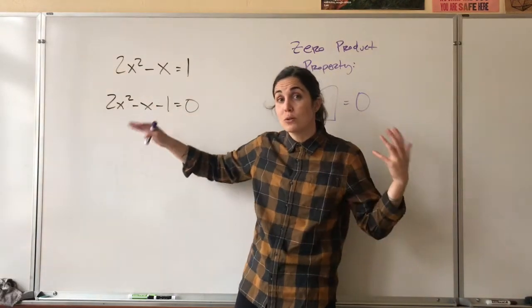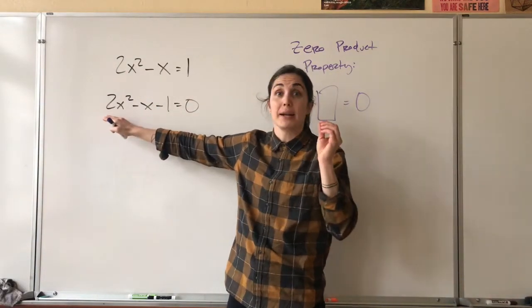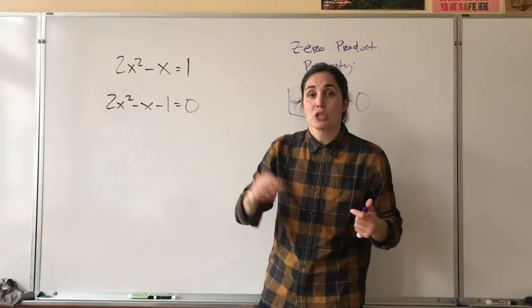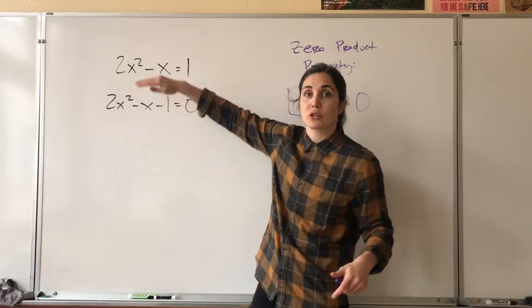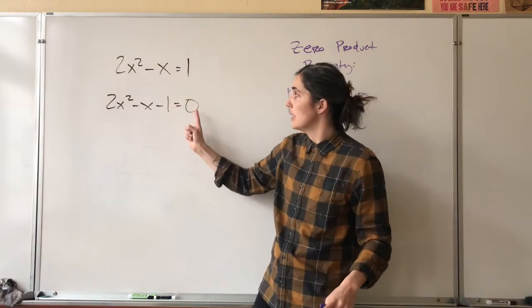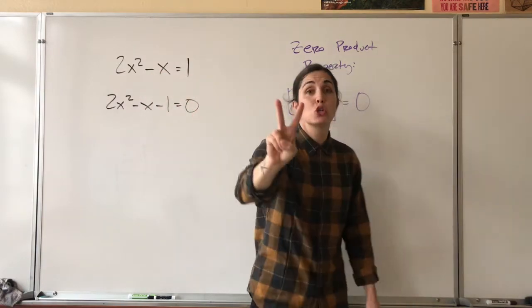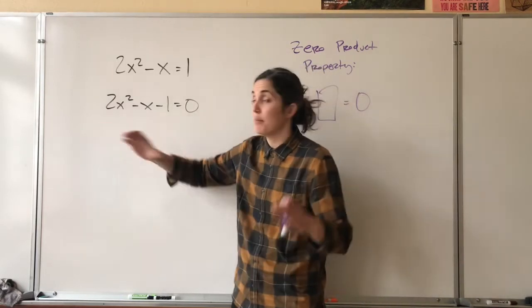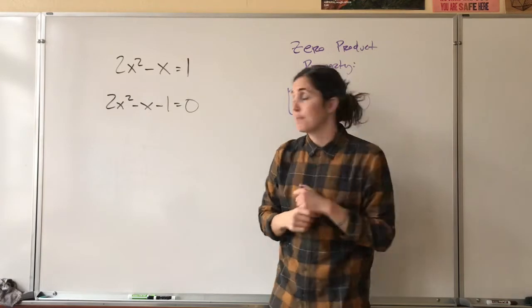So in order to use the zero product property, I need to have a product. I need to have two things being multiplied. So the first thing I want you to think when you're solving a quadratic is 1, it must be equal to 0, and 2, I must factor. Factor meaning break this up into multiplication.